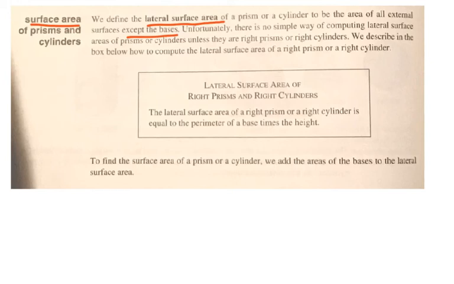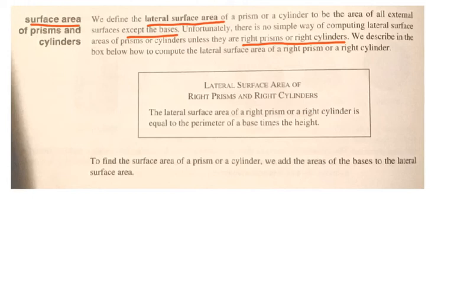Okay, unfortunately, they're telling us there's no simple way of computing the lateral surface areas of prisms or cylinders unless they are right prisms and right cylinders, which again is why they use them in this textbook. If they're leaning, it gets very complicated how we figure those out. But again, because they're straight up and down, it's going to be a lot more straightforward.